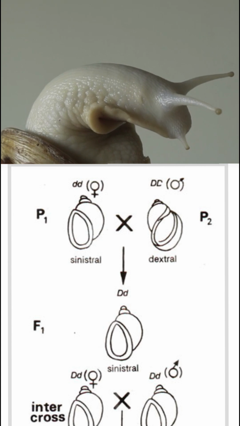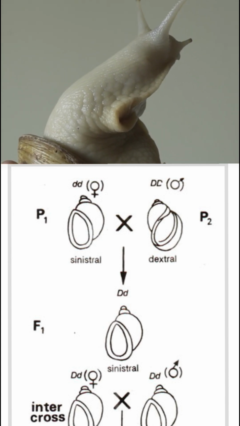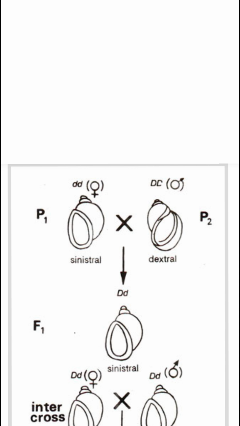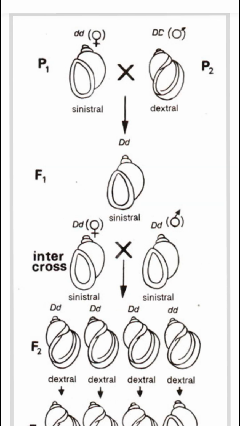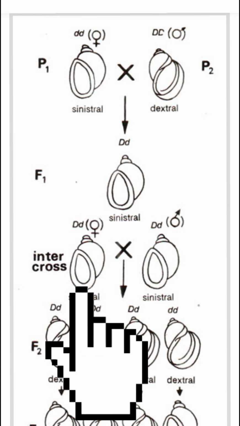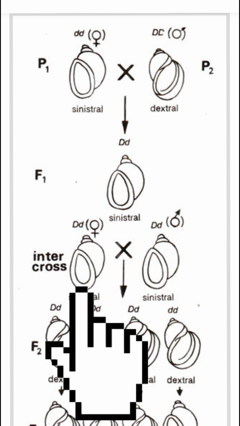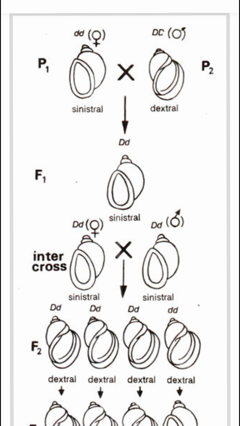So here, P1 generation, female d sinistral and male D dextral is crossed. The F1 generation genotype is all Dd. So the phenotype is sinistral because the mother is d. Remember, maternal effect will give F1 shell coiling determined by the mother's genotype.